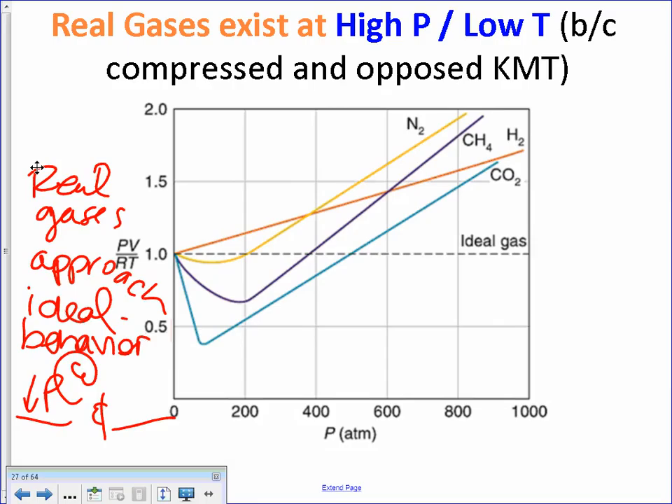So what temperature condition means that they're going to freely move and not condense? High temperature. So they're moving really, really fast. High temperature means they're zooming past each other. They don't have enough time to say hi, much less bond and actually interact. And that's why it's opposite here. Real gases exist at high pressure because they're squished together, and low temperature because they're moving slowly.